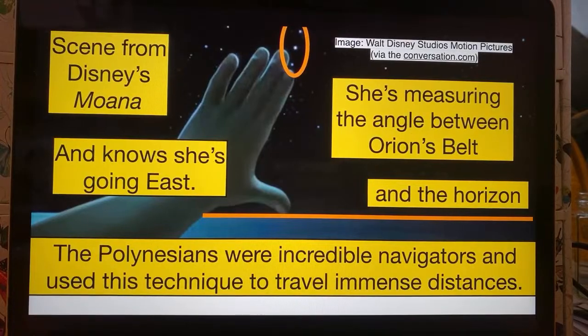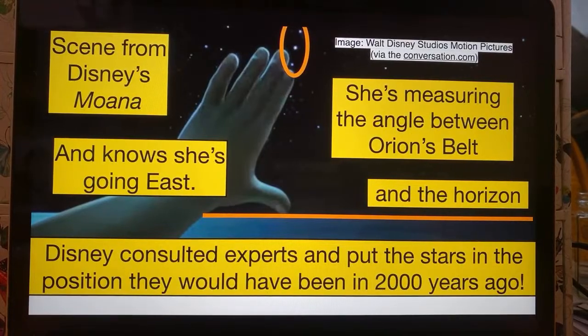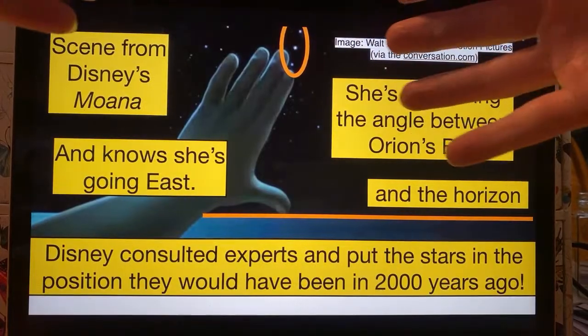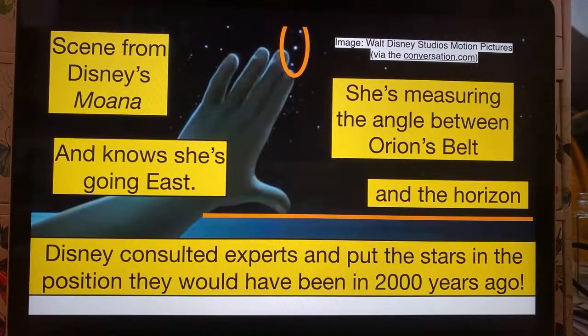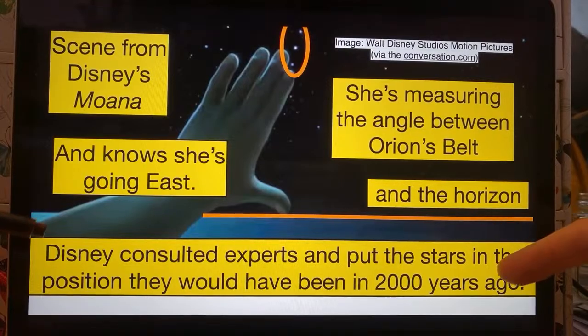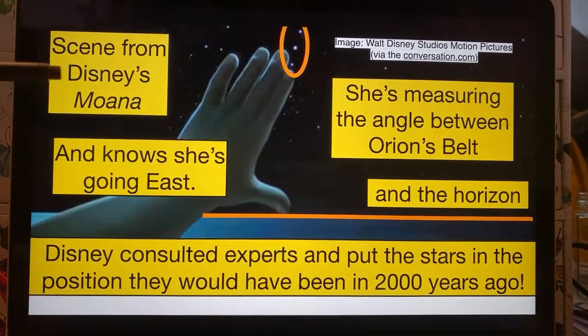So Shakespeare definitely knew that, and I think that's what he's talking about. By the way, the stars do move, but very slowly. Usually when we see the stars move, it's because we're moving, but they do shift slowly. Apparently Disney, for Moana, talked to astronomers, and those stars are where they would have been 2,000 years ago. Isn't that cool?